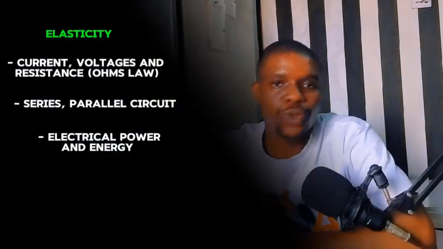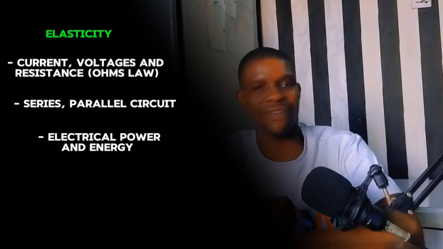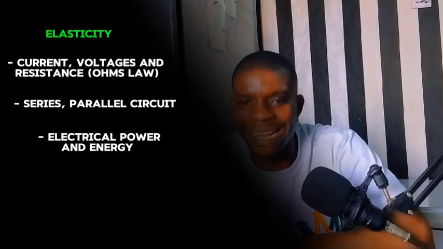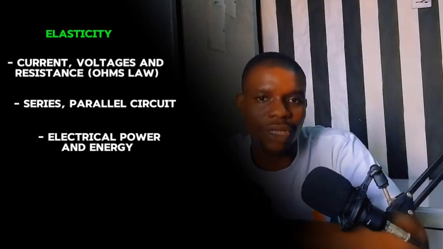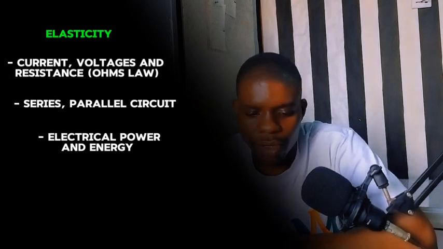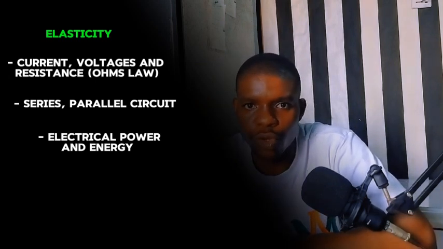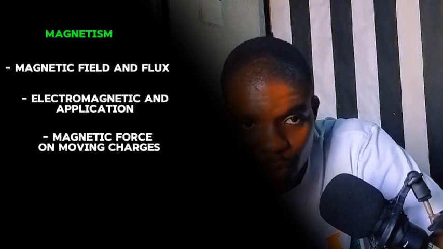Then number 12 is electricity. Yes, electricity is one big aspect JAMB has every single year, so you need to cover it very well. Under electricity, you have current, voltage, resistance, and Ohm's law. Number 2 is series and parallel circuits. You need to know how to solve problems on this. The third one is electrical power and energy. That was electricity.